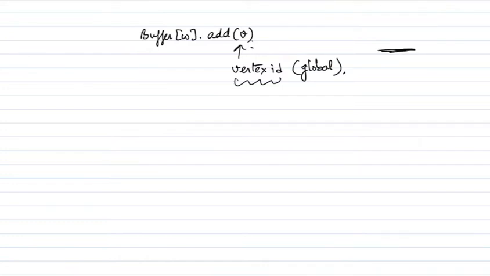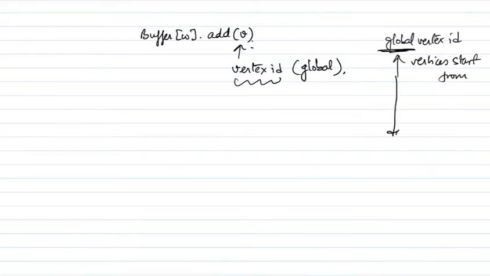Then you have to know which global vertex ID your list of vertices starts from. So you have a global list of vertices, and you have to know the starting point of that vertex ID. So this array starts from my first vertex ID, and then +1, +2, and so on. Given this vertex ID, you just subtract my first vertex ID from that, and then you can do a direct access into this array.